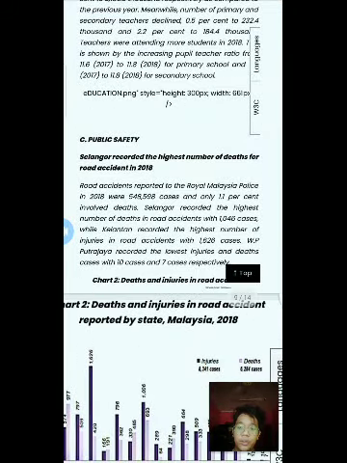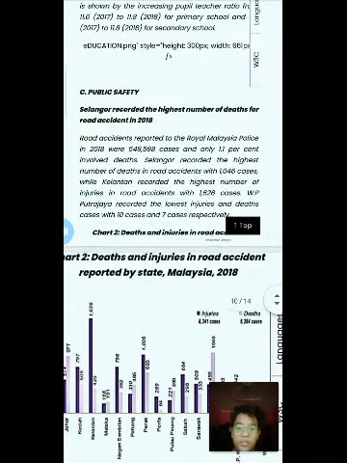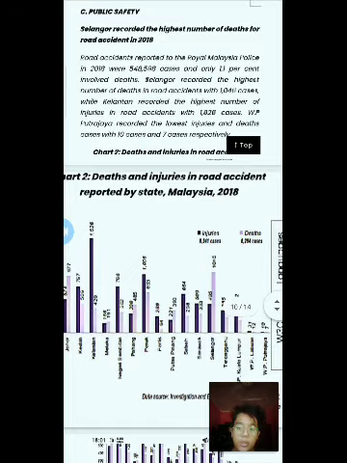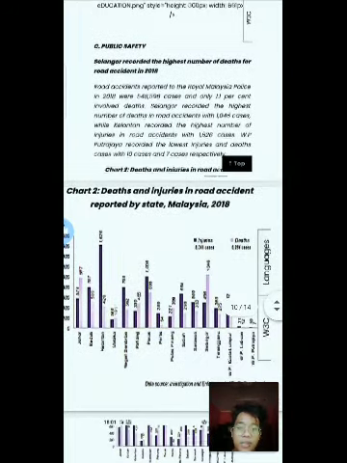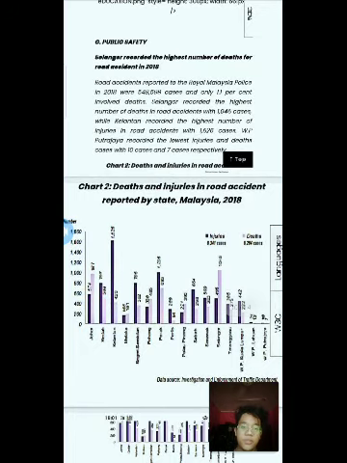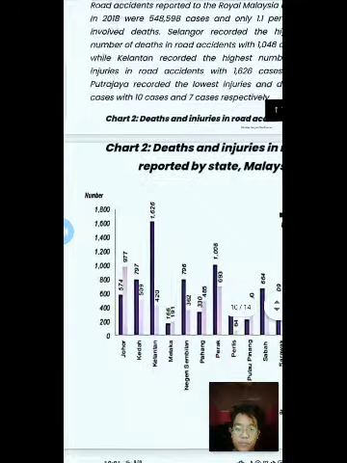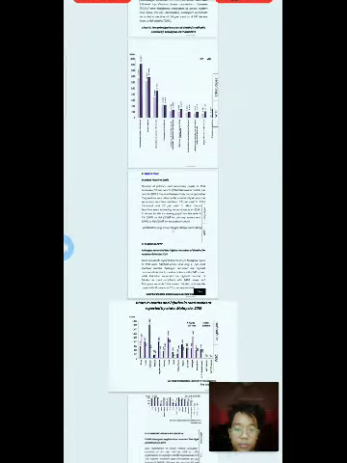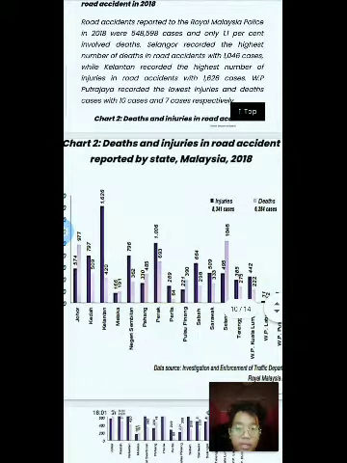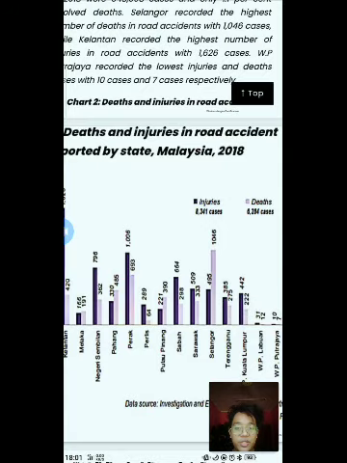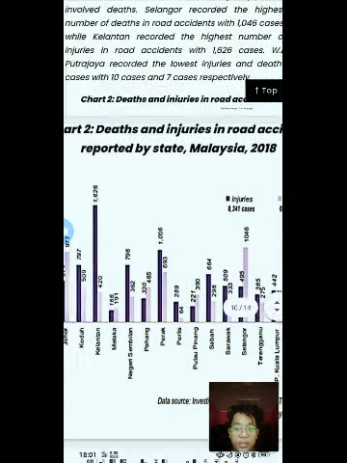WP Putrajaya record the lowest injuries and death cases with 10 cases and 7 cases respectively. You can see below the deaths and injuries in road accidents reported by state in 2018. The darker color ones are injuries, the lighter ones are deaths.